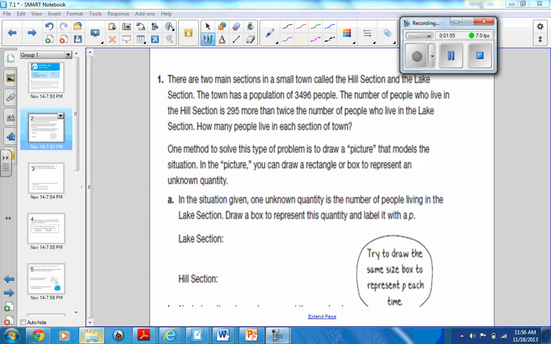So one method to solve this type of problem is to draw a picture that models the situation. In the picture, you can draw a rectangle or a box to represent an unknown quantity. And what do we call an unknown quantity? An unknown quantity is called a variable. So we're going to use a box to represent that variable.